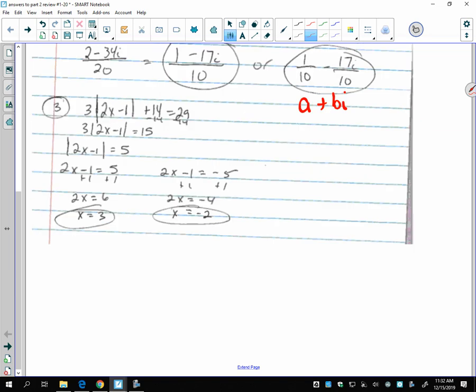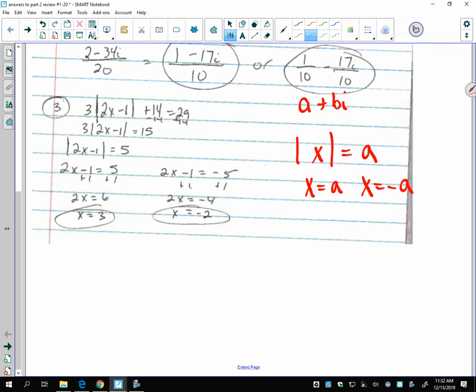Number 3, absolute value equations or inequalities, there's always 2 options, because remember, an absolute value is distance from 0, so there's always two answers you set up. So you get the absolute value by itself, and then you set up 2 problems, where one of them you just drop the absolute value bar, and the other one you make this side negative.